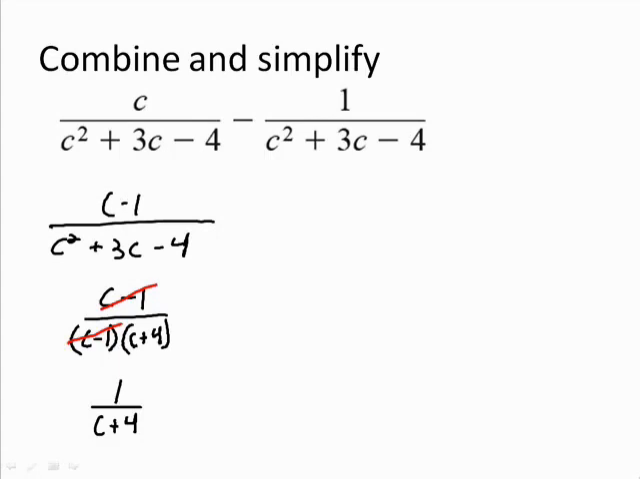This expression has to have the same domain as the original expression. In the original expression, there is a c minus 1 in the denominator, so c minus 1 cannot be equal to 0. c minus 1 cannot be equal to 0. Add 1 to each side. c cannot be equal to 1. The simplified expression is 1 divided by c plus 4, where c is not equal to 1.